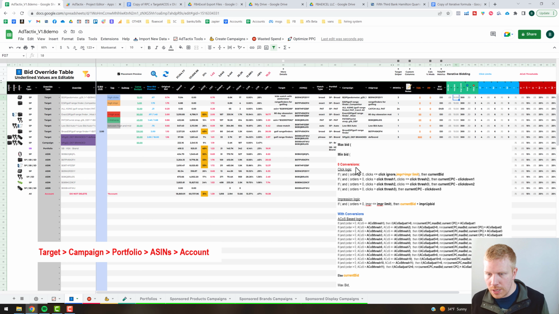The zero conversion logic has click logic and impression logic built into it. So this first line: if your orders are 0 and your clicks are less than what he calls a click ignore value, in this case we've got one right here of 3, so you've got the row right here. No orders, the click ignore value is 3, and we're less than that, and the current impressions are greater than the impression limit.